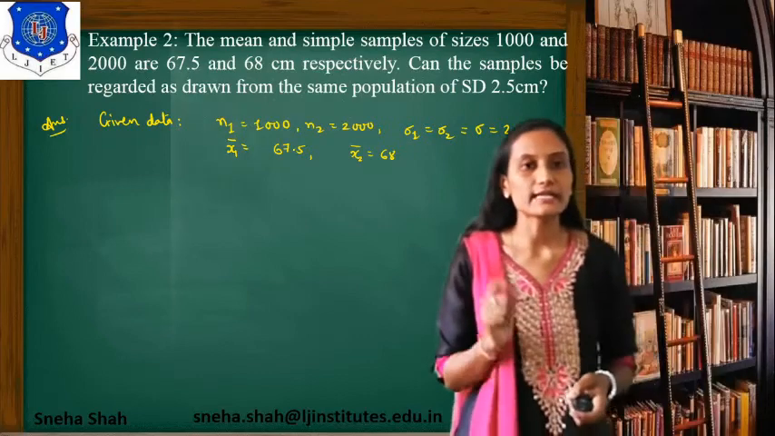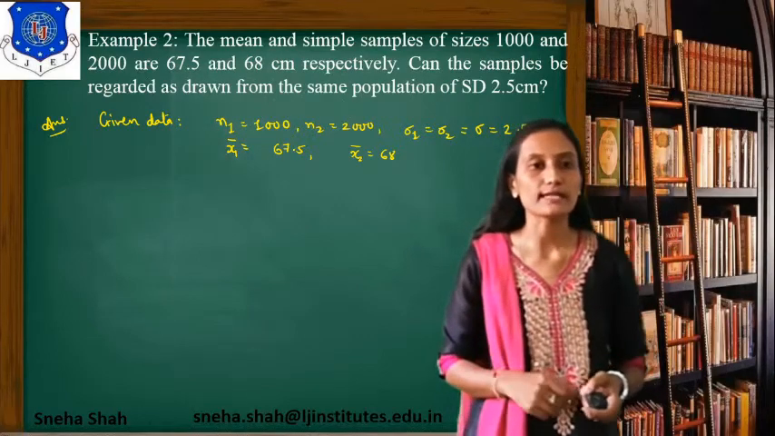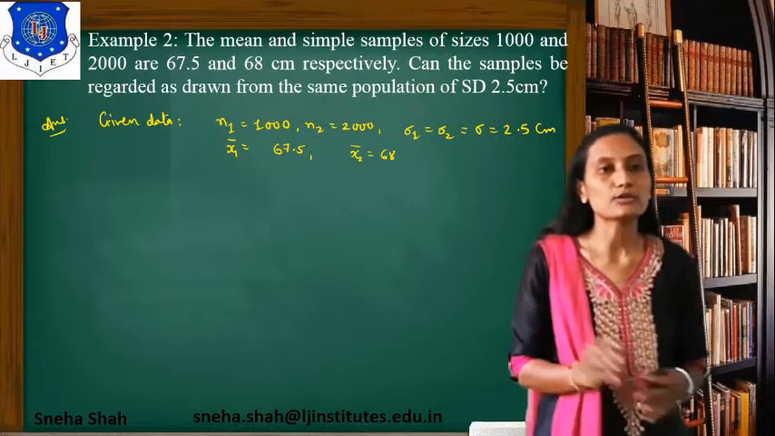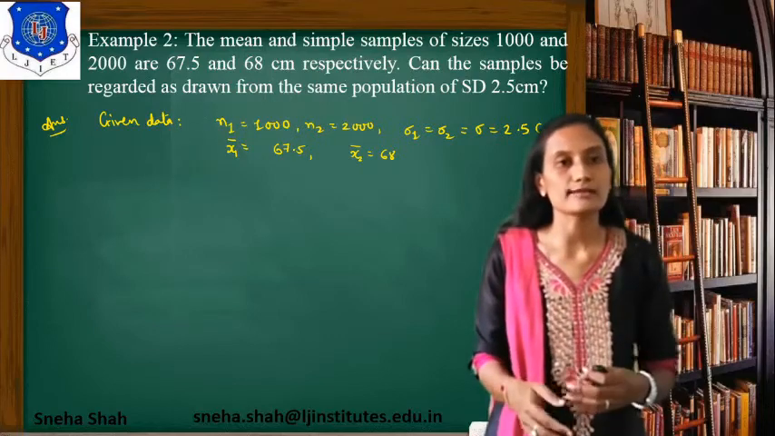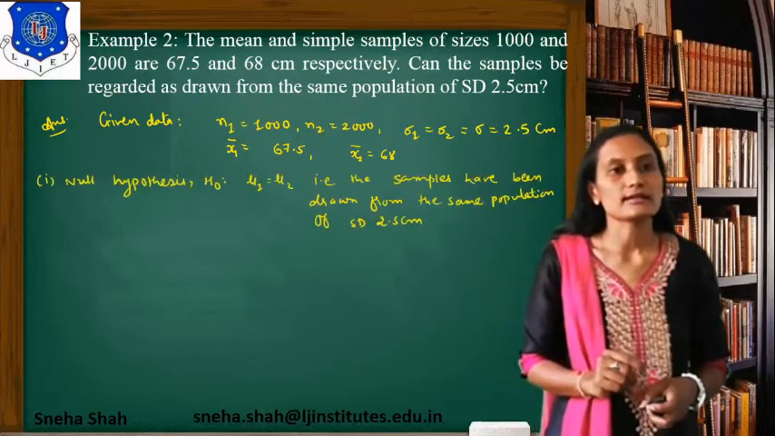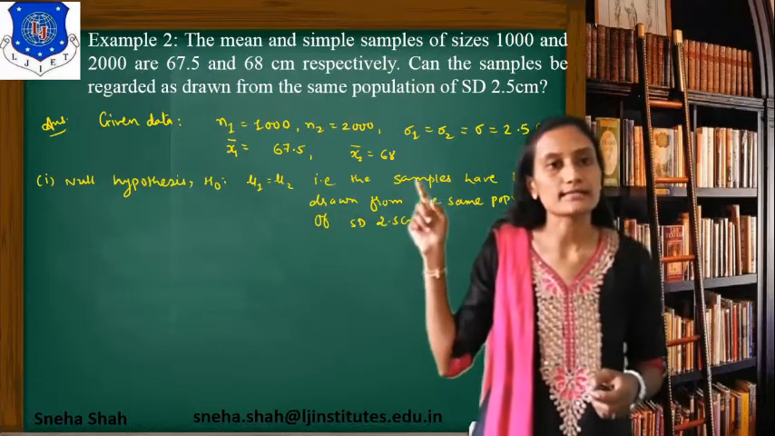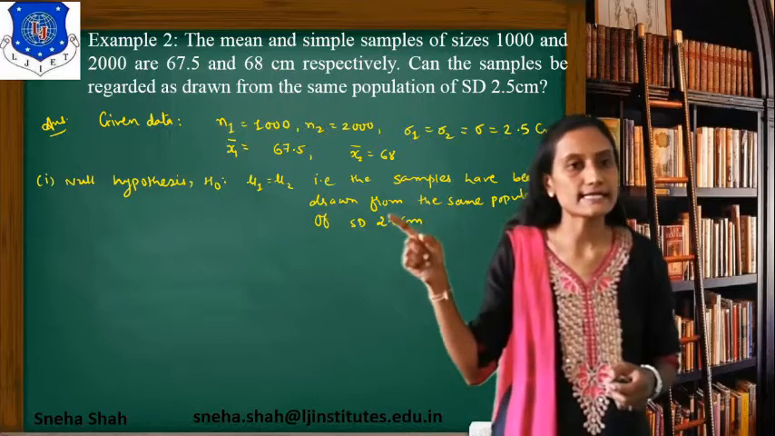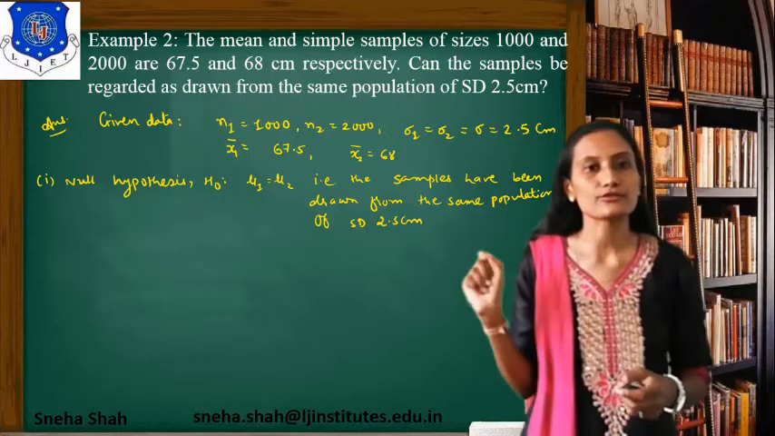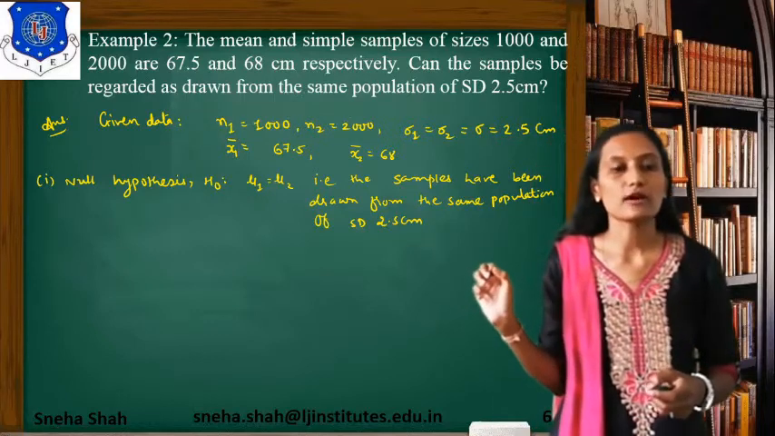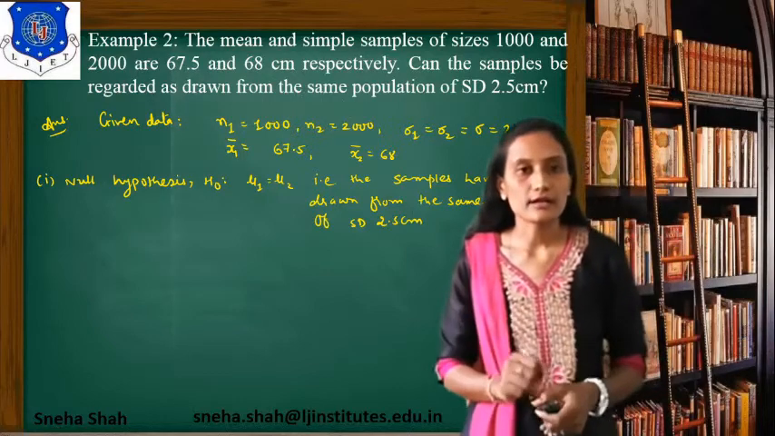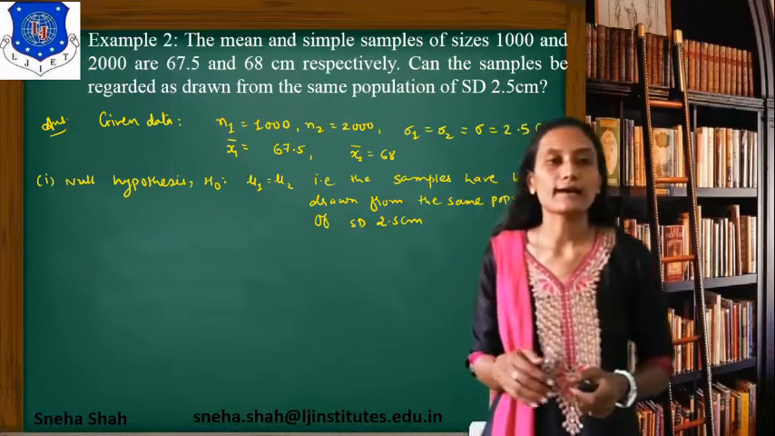Now we define the first step as the null hypothesis. What is the null hypothesis? In this we assume something, and as we are taking two different means, first of all we assume that these two means are the same. So we define the null hypothesis, represented as H0, as mu1 equals mu2. It means the samples have been drawn from the same population of standard deviation 2.5 cm. So we assumed that the two mean values are the same.